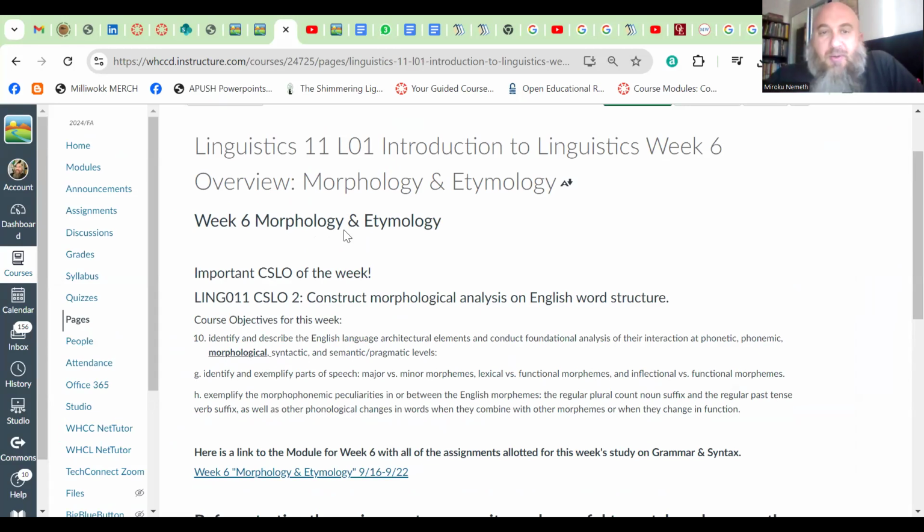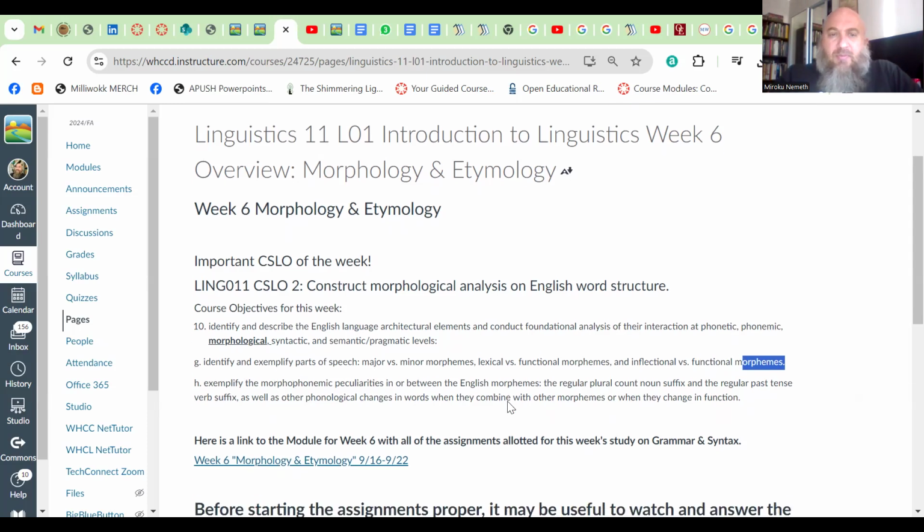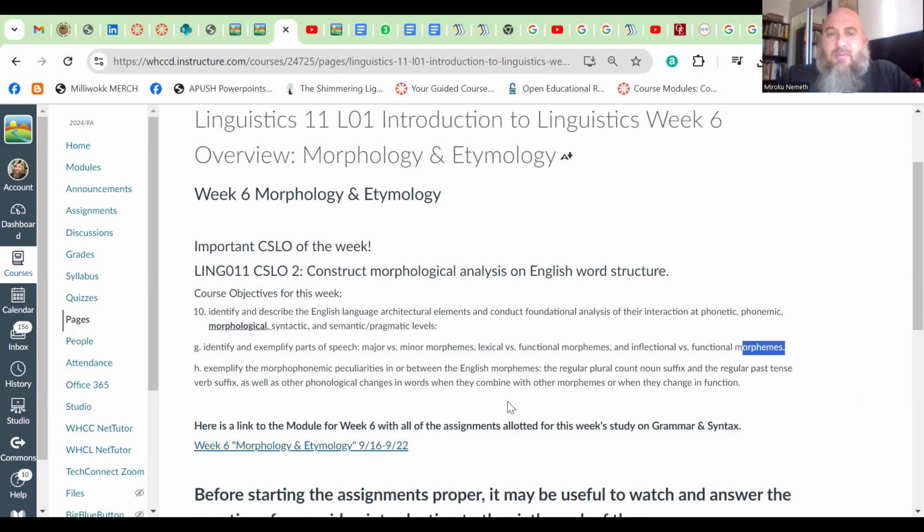One of your CSLOs is to be able to construct morphological analysis on English word structure and identify and exemplify parts of speech. We did that last week, but it'll overlap into this: major versus minor morphemes, lexical versus functional morphemes, and inflectional versus derivational morphemes. That should be derivational right there. Also, exemplify the morphophonemic peculiarities in or between English morphemes. I'll explain it more, but there are 8 inflectional morphemes in English.